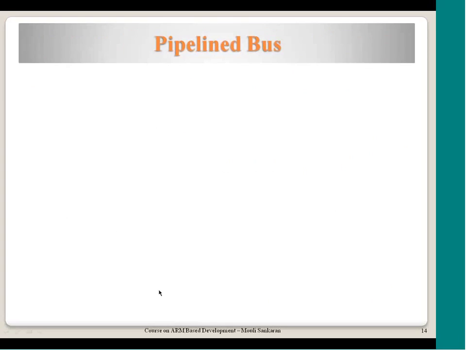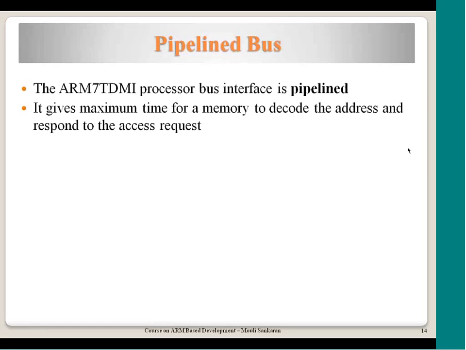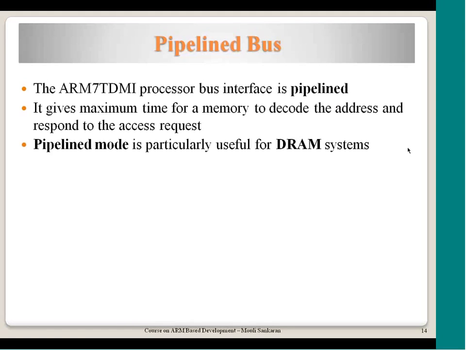Okay. Now let us talk about the bus type. We call this processor bus interface a pipeline. Now what does that pipeline mean? It gives maximum time for the memory to decode the address and respond to the address request. What it means is the address will be given ahead of the memory access, and the memory has sufficient time to decode the address and put the data back onto the data bus.